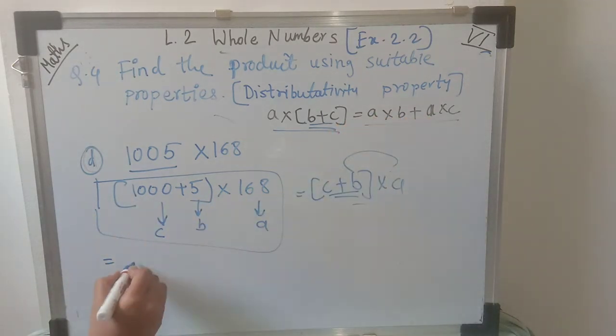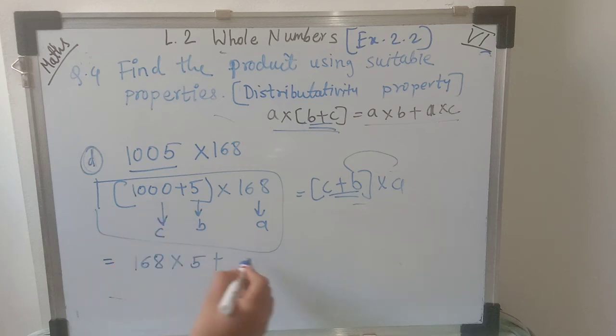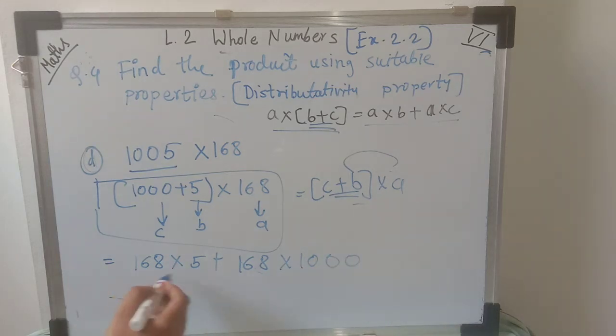Okay, so our A is 168. What is our B? 5 plus A, that is, our A is 168 multiplied by 5. Okay, so 168 multiplied by 5, what do we get? 5 8s are 40, 4 we have to carry, 5 6s are 30, 30 plus 4 is 34, 3 we carry, 5 1s are 5, 5 plus 3 is 8. So we got the answer 840.